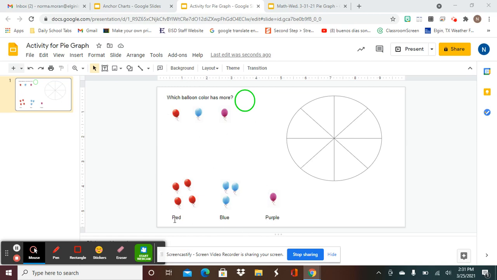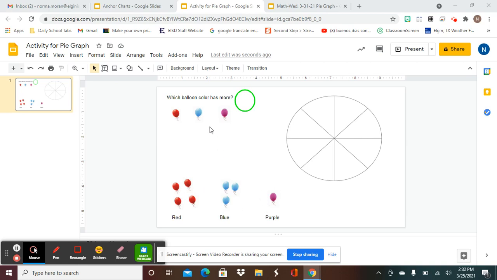So let's count all the balloons in total. So we have 1, 2, 3, 4, 5, 6, 7, and 8. So we have 8 balloons and we should have 8 slices as well. So let's count that. 1, 2, 3, 4, 5, 6, 7, and 8. So we have that correct. Okay, so this is the data that we're gonna graph, or the information, and it's basically red balloons, blue balloons, or purple balloons.